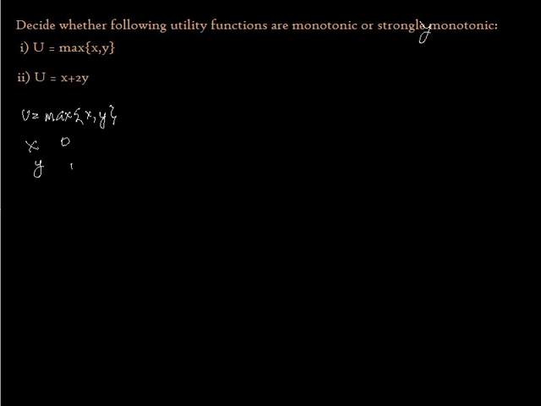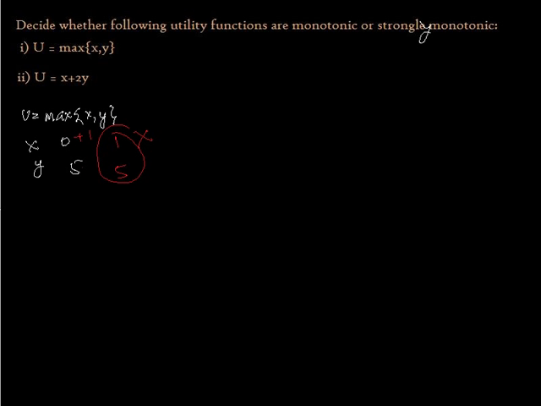Suppose it is 0, 5. Now the point is, suppose you increase this x by 1. So this becomes 1 and 5. But you know this couldn't happen because this is not the consumption point of max. Max would always lie on the corner points, and 1, 5 is not a corner point.